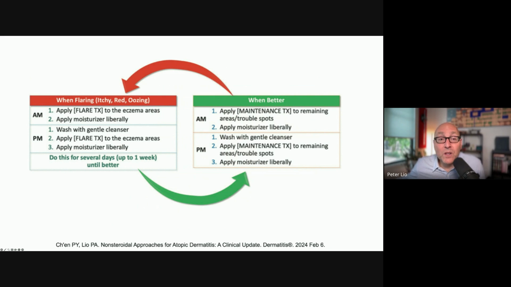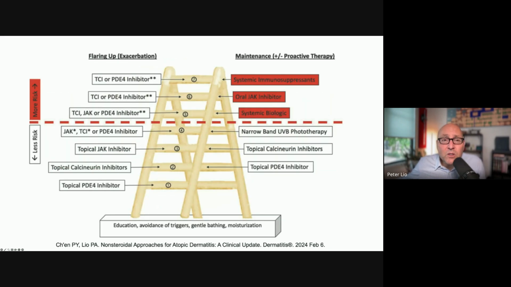So maybe, again, we'd look back at our ladder and we'd say, okay, you can use your topical JAK inhibitor when you're flaring up. And I'm looking at rung number 3 from the bottom. But when you're better, then maybe you'll use your topical calcineurin inhibitor. Maybe it's pimecrolimus or something to those trouble spots.